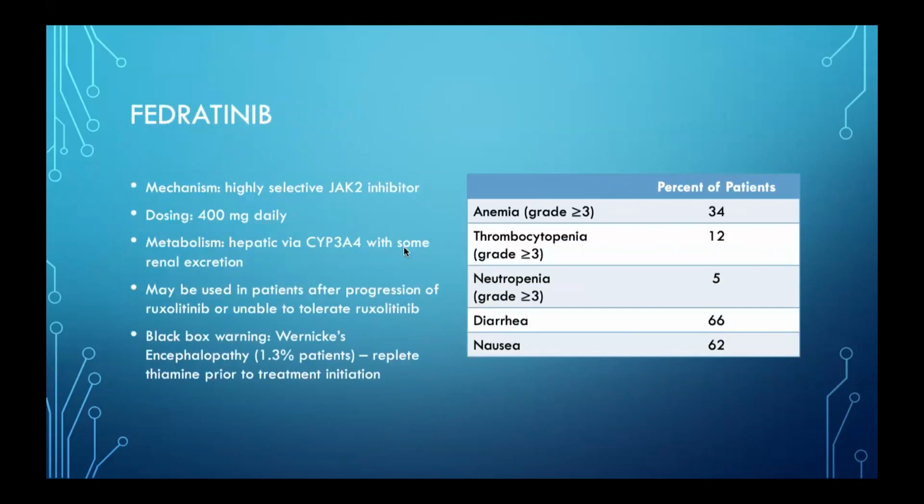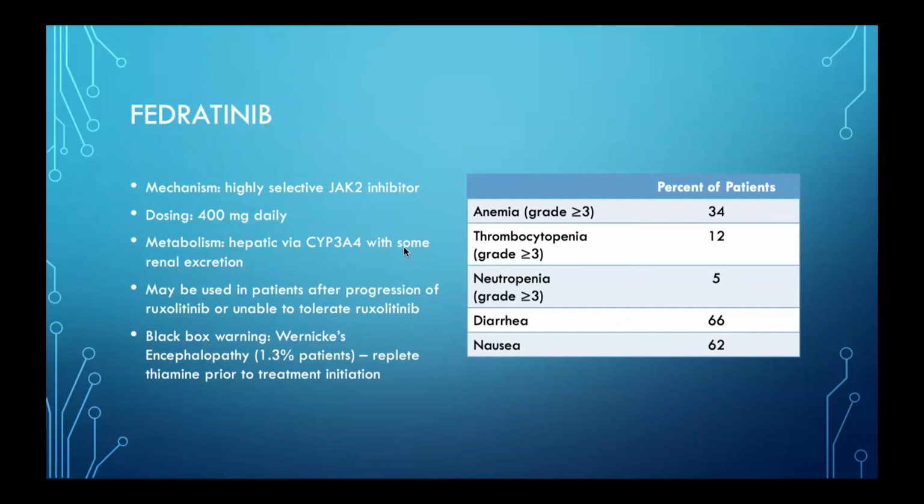Fedratinib then is a selective JAK2 inhibitor with hepatic 3A4 metabolism, also with renal excretion. So it does require a dose adjustment at renal creatinine clearance less than 30. And it can be used in myelofibrosis after patients progress on ruxolitinib or are unable to tolerate it due to toxicity.